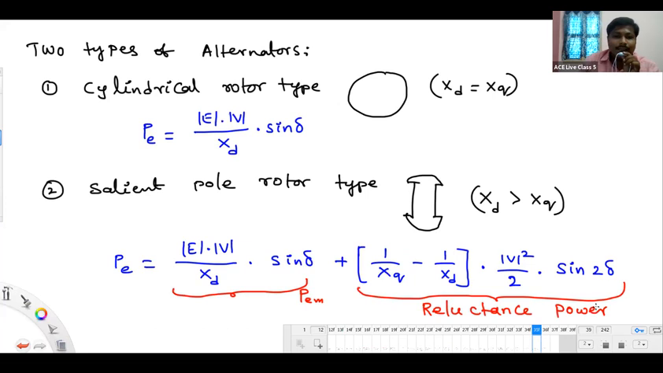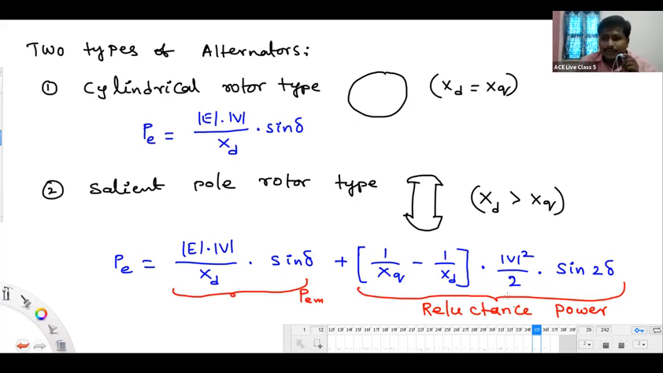Okay, now you see, first of all, this electromagnetic power is a function of sine delta, which means it's a sinusoidal signal. And reluctance power is a function of sine 2 delta, which means you get a sine 2 delta signal. Then we have to add these two signals together. One signal is sine delta, the other is sine 2 delta. Then we are going to get the resultant electrical power with respect to delta.